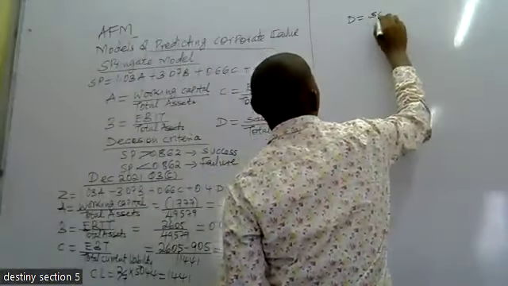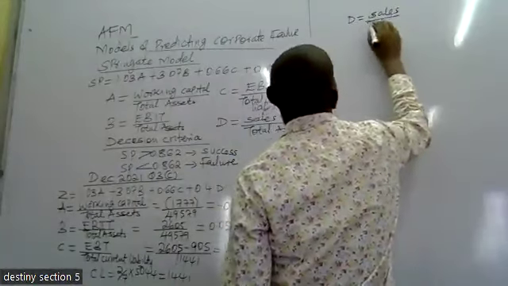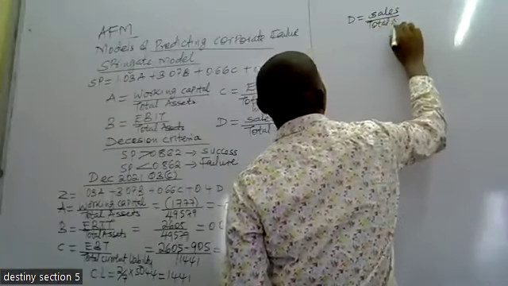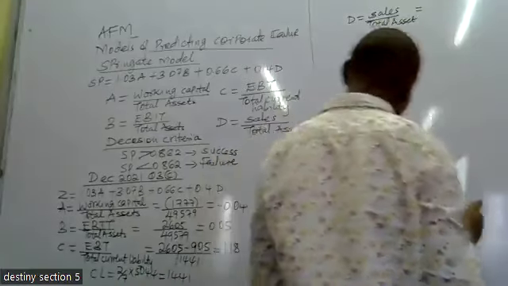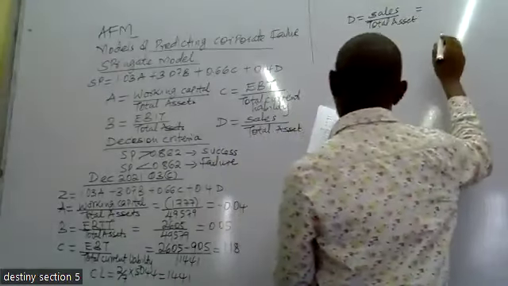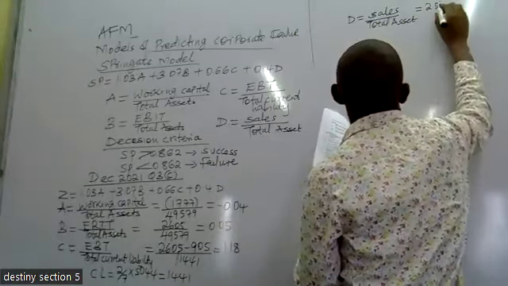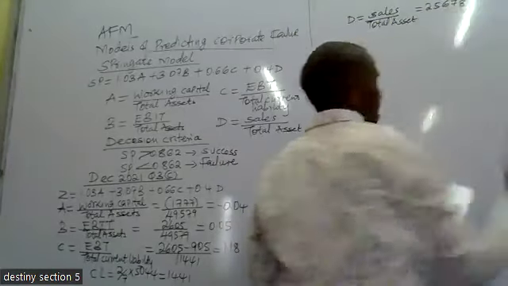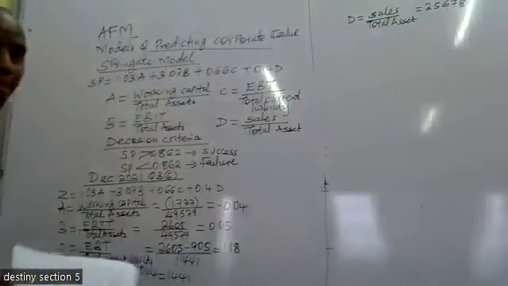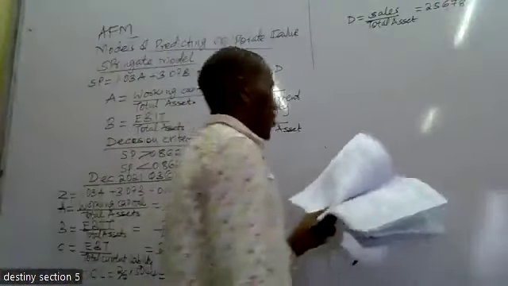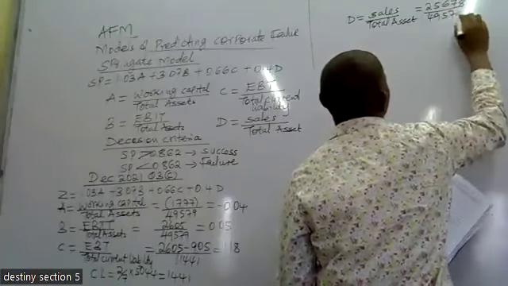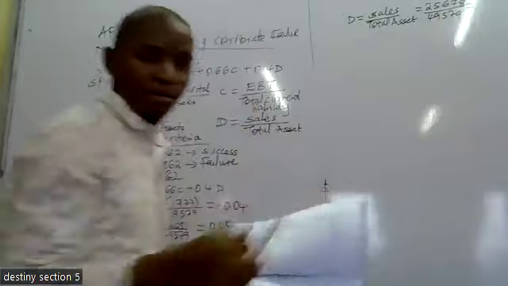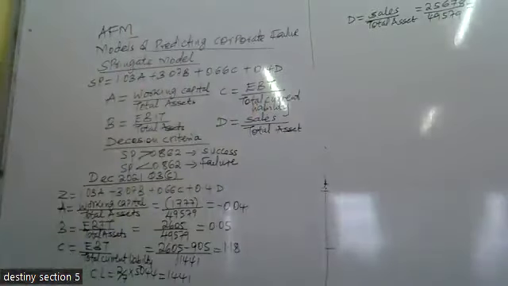Even though it tells about the total asset, what is our sales there? Sales is how much? That is 25,678. I divide by the total assets, which is 49. So giving you how much? 0.52.